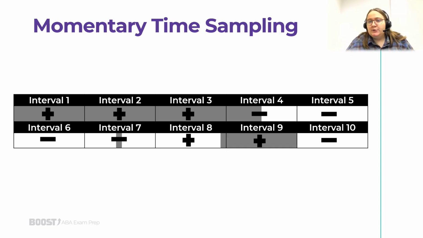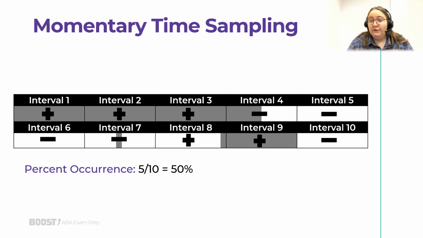And so when we're calculating percent occurrence, what we're going to do is count the number of pluses and divide them over the total number of intervals. So here we have 5 over the 10 total intervals, so we have a 50% occurrence using momentary time sampling.